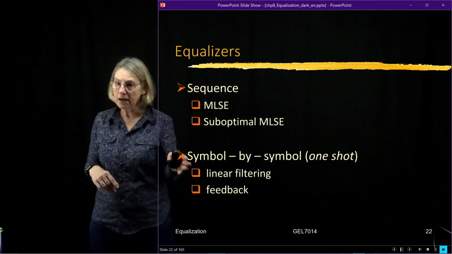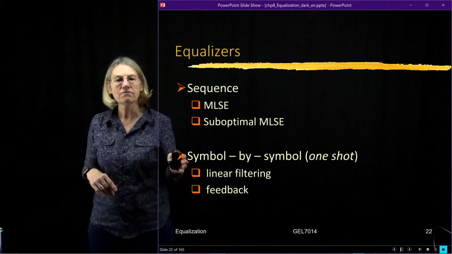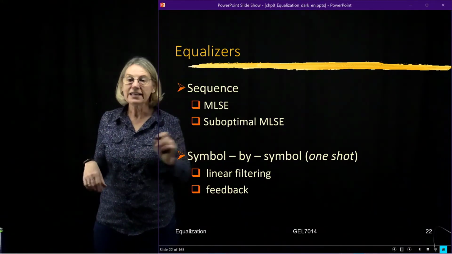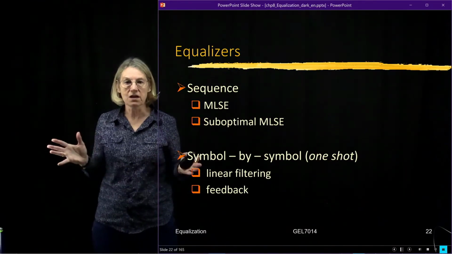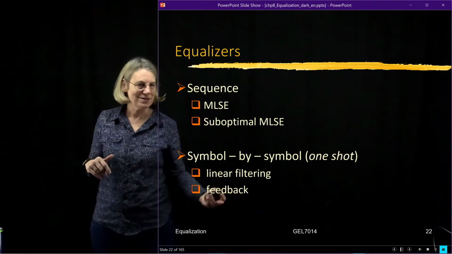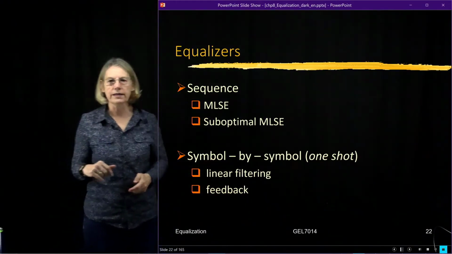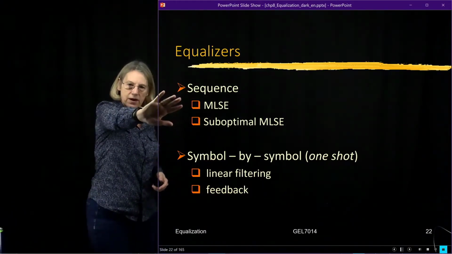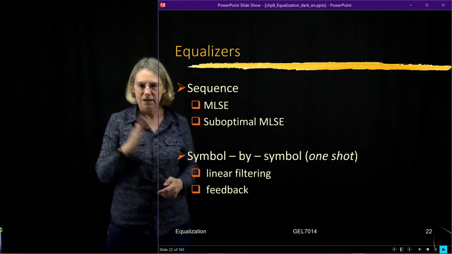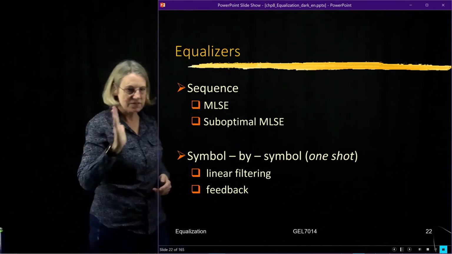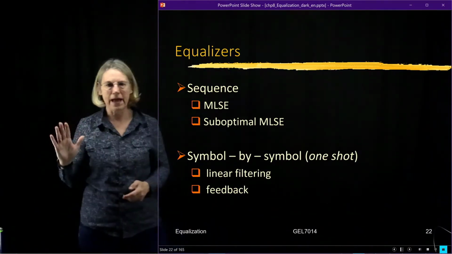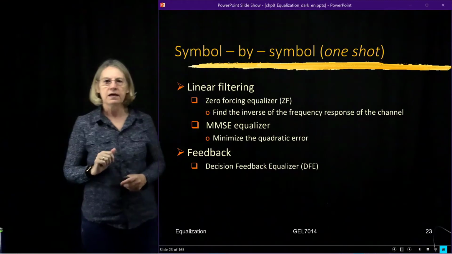And we're going to see a couple examples of a symbol by symbol instead of a sequence approach, which is linear filtering, so just using a regular linear filter. And another one is a feedback mechanism, so I'll be talking about that more later. But anyway, sequence versus symbol by symbol: the time comes, the output of my filter comes, and I make a decision. That's the symbol, and I don't look back and I don't look at a sequence.